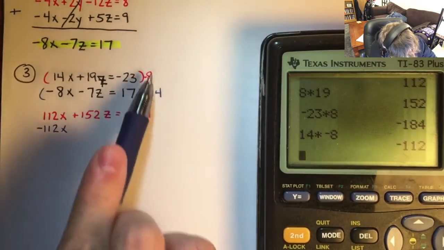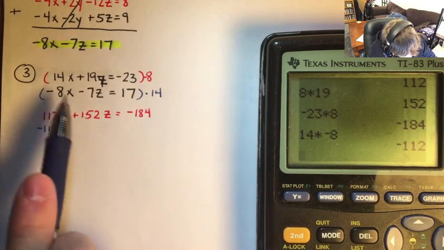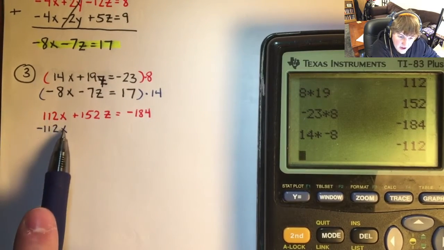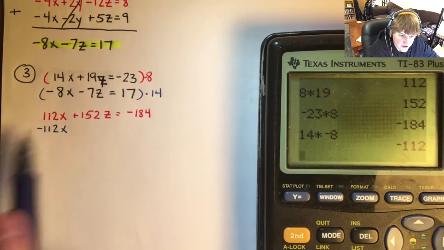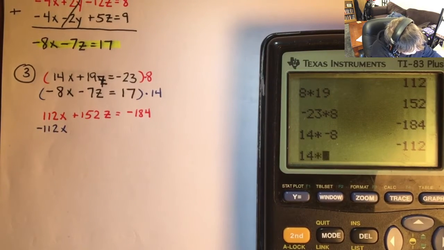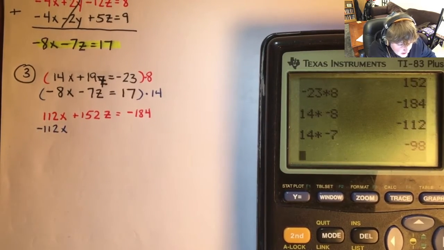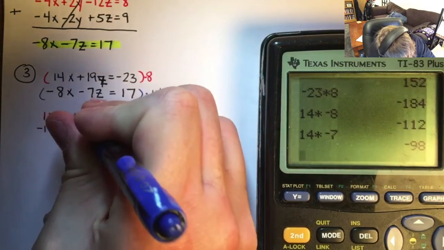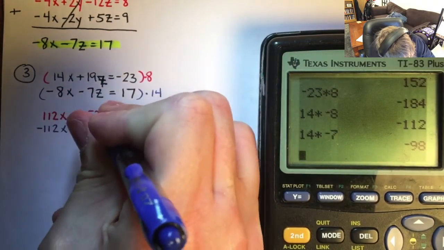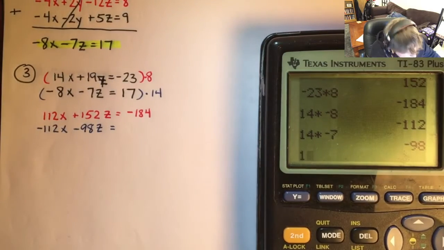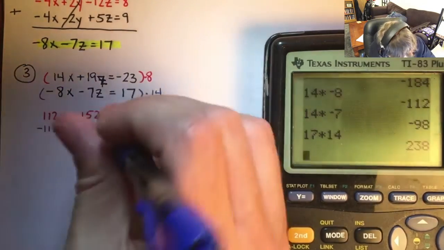And this is why both of these got to be positive, is because one was positive and one was negative already. So when I multiply, they're going to naturally end up one positive, one negative. So then 14 times negative 7, negative 98z, and then 17 times 14, 238.